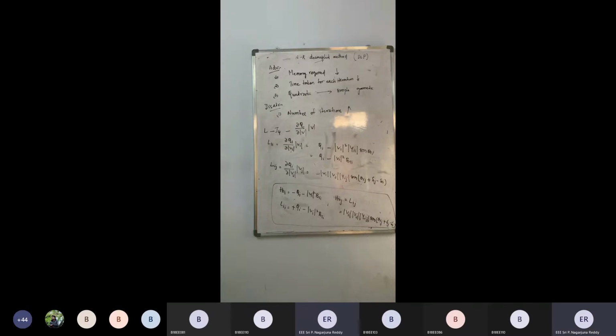Have you understood the Newton-Raphson decoupled method? How many of you have understood it? If I ask you for a short answer, what are the approximations considered in the decoupled method and how do you derive the elements for the Jacobian matrix in Newton-Raphson decoupled? Can you write it down? How many of you are okay with this one? Can you please raise your hands so that I can proceed to the next one?